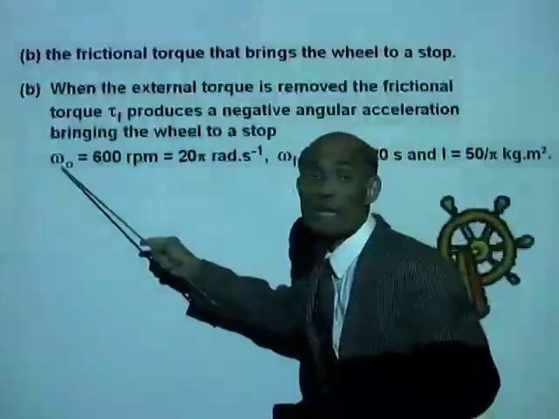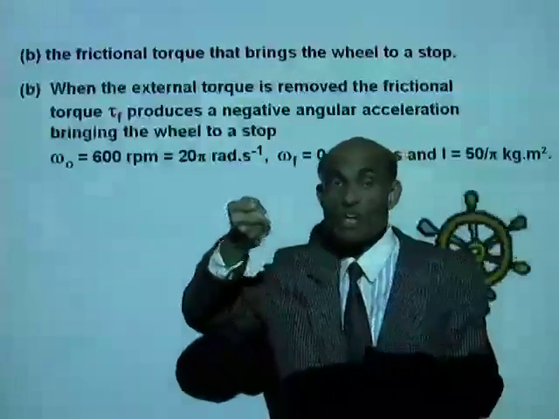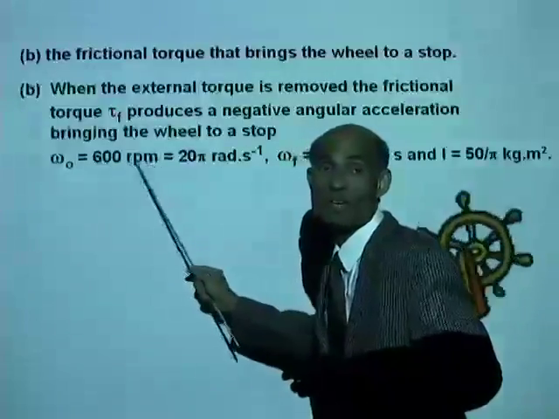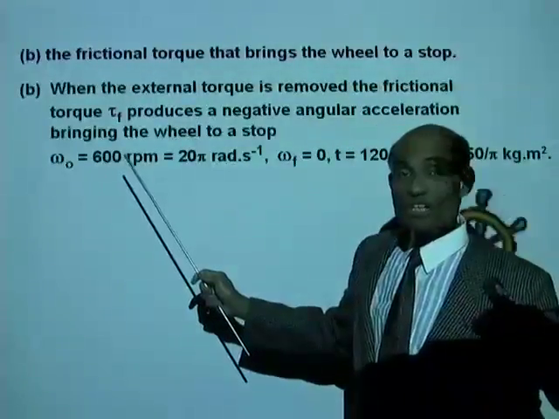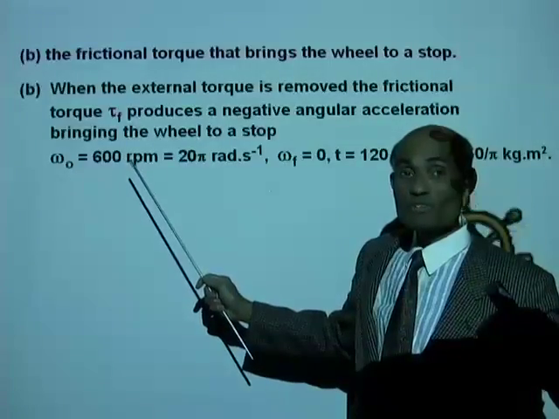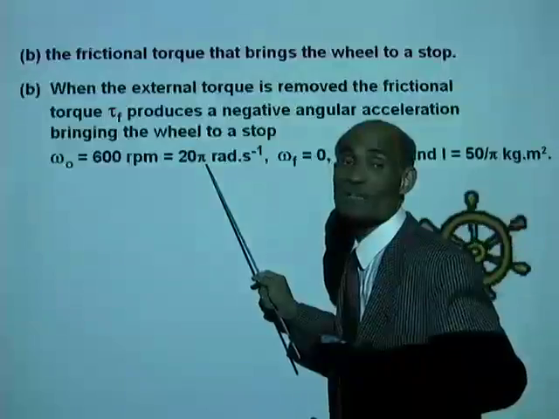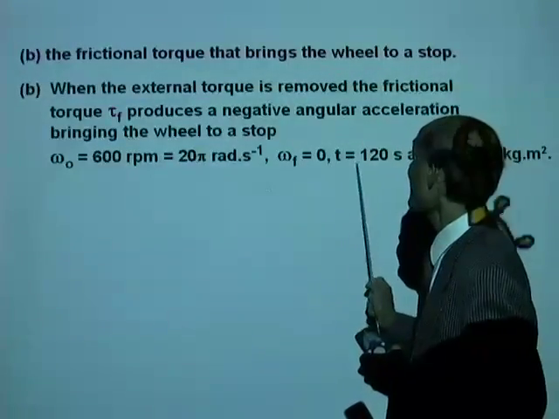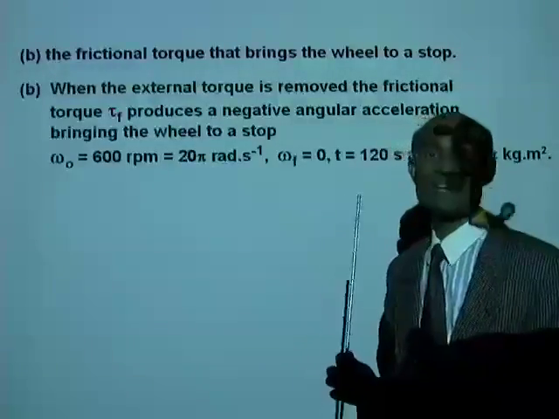And we have omega 0 in the beginning, that is the moment when the external torque is removed, the wheel is rotating with this angular velocity. And its angular velocity is going to come to 0. So omega 0 is 20 pi radian per second. Omega F equal to 0. And the wheel comes to a stop in 120 seconds.